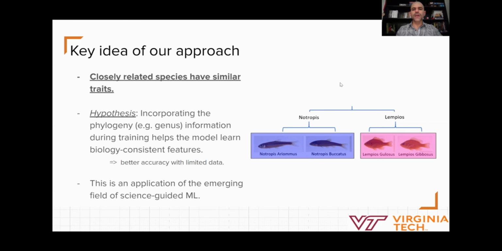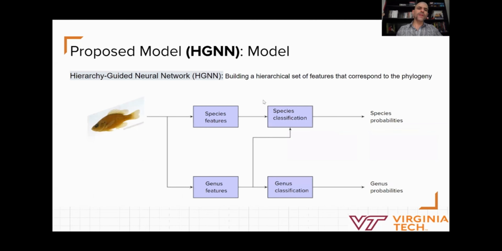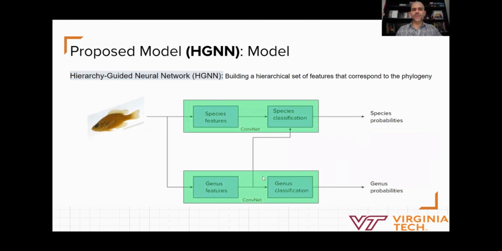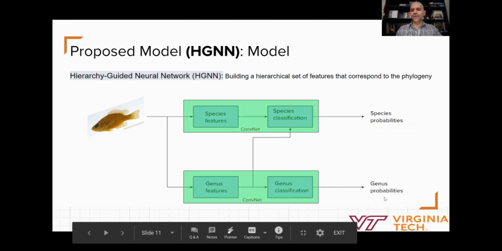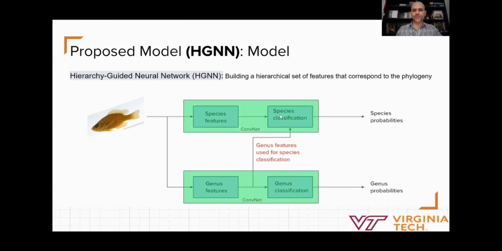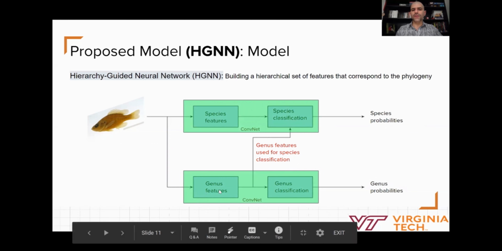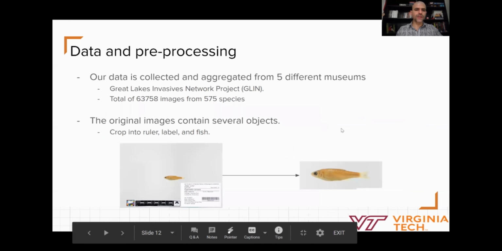So learning these genus features and species features would make it better. That's the hypothesis. And this is part of a trend that has been recently going in machine learning, which is called science-guided machine learning, where we try to use the domain knowledge in addition to the data to make the model better. So our model is called HGNN, Hierarchy Guided Neural Networks. Basically how it works is we have two ConvNets, one for the species, one for the genus. When the genus branch learns the genus features, we take those features and feed them to the species classification task. And like we hypothesized, we think that this hierarchy will help in the species classification task.